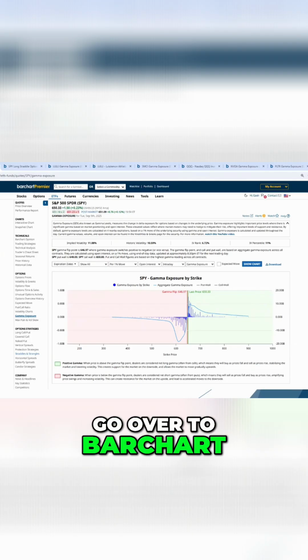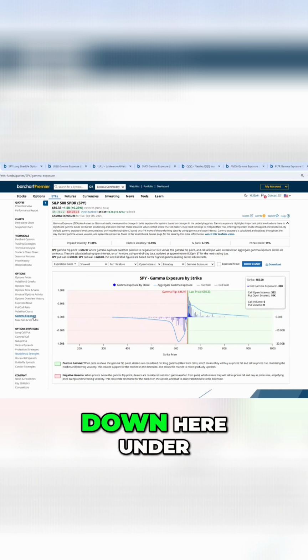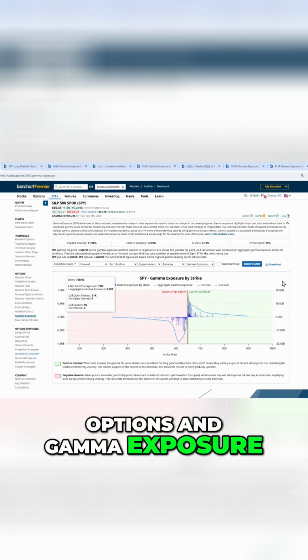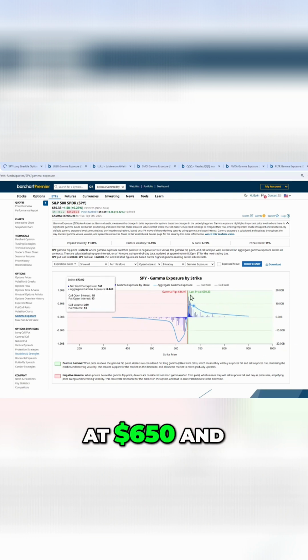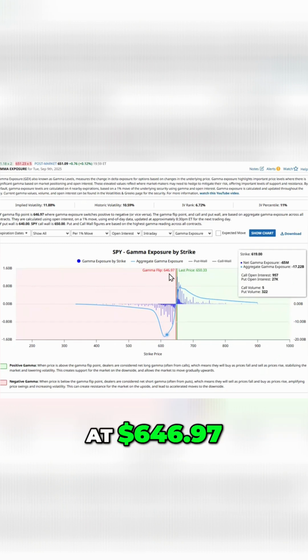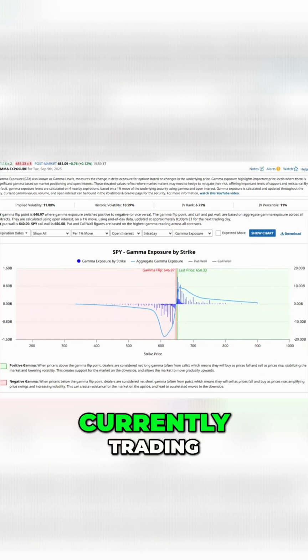So if we go over to Barchart, we're just looking at the S&P 500 now, the SPY ETF. If we go down here under options and gamma exposure, we'll see we've got our chart here. At the moment, SPY is trading at 650 and the gamma flip is at 646.97. So not very far below where the market is currently trading.